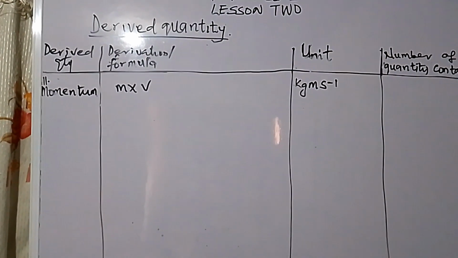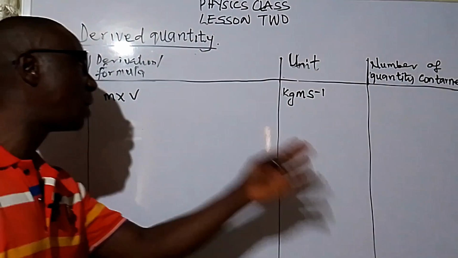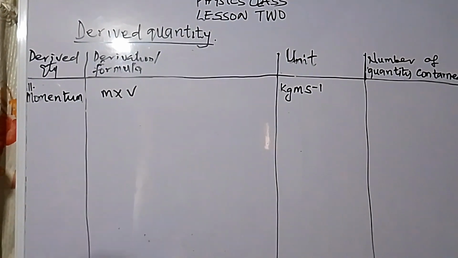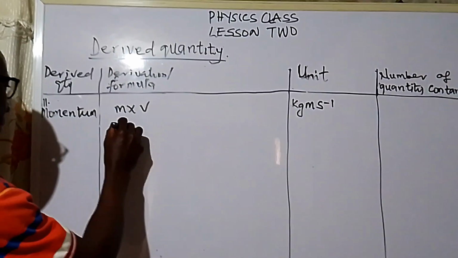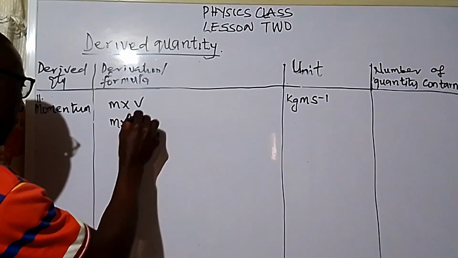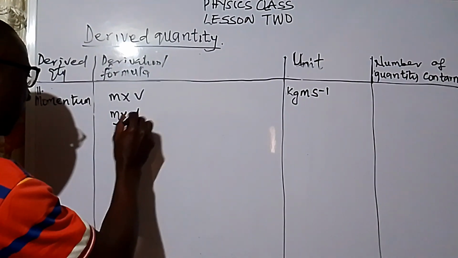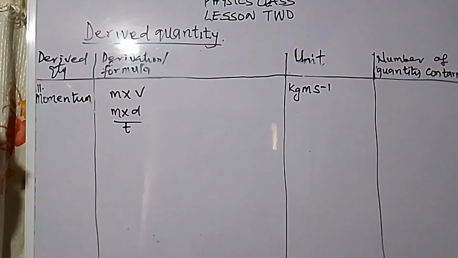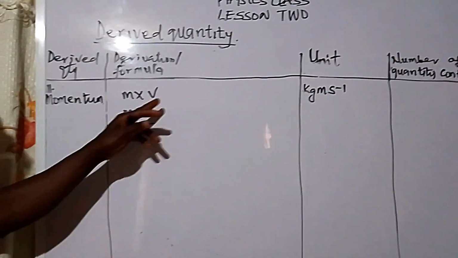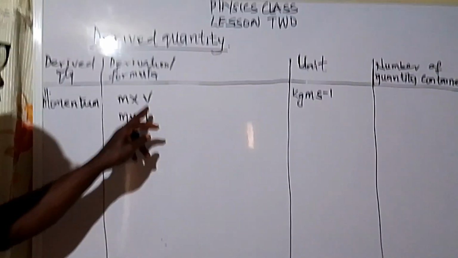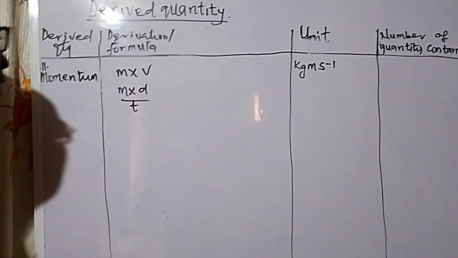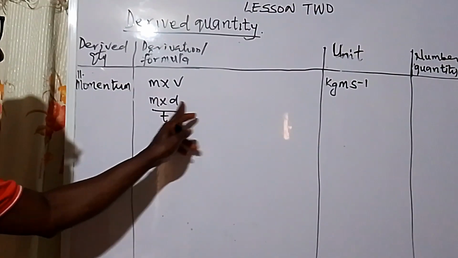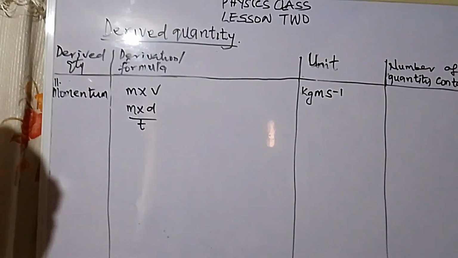Kilogram meter per second. Now, to know the number of units, maybe we can still have another unit for momentum. Let's express further. That will be mass multiplied by distance over time taken. Mass multiplied by displacement over time taken, that is velocity. So from there, mass is fundamental, displacement is fundamental, time is fundamental.